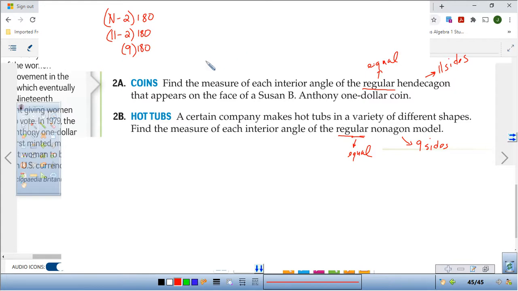Anybody do that one already? 9 times 180 anywhere? Great. Here we go. 180 times 9 is 1620. Okay, so all the interior angles together give me 1620. Now in that situation, Heptagon means all angles. So there's 11 sides, we're going to have 11 angles. We're going to divide it by there. I am just going to use a calculator for that one, if you don't mind.